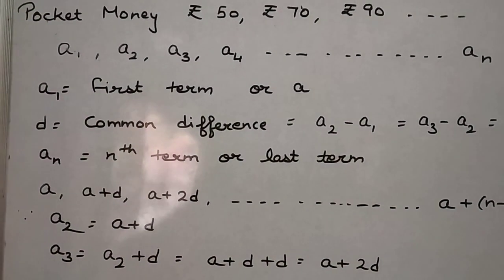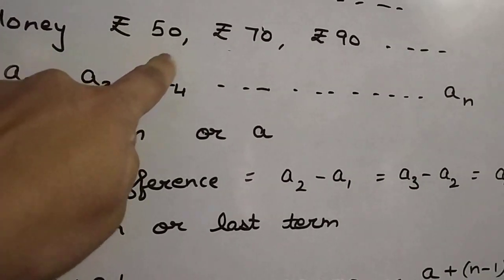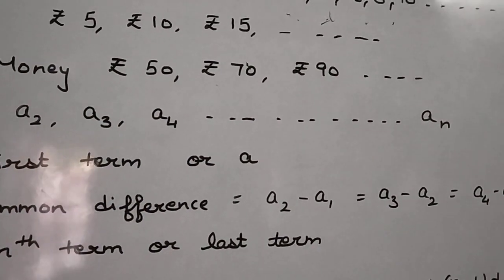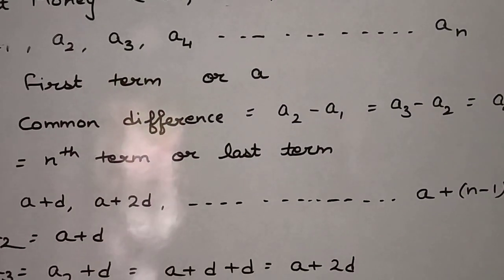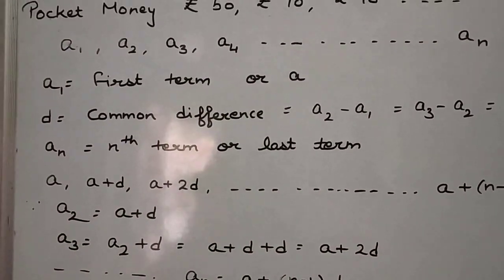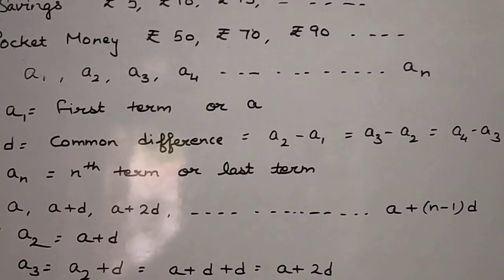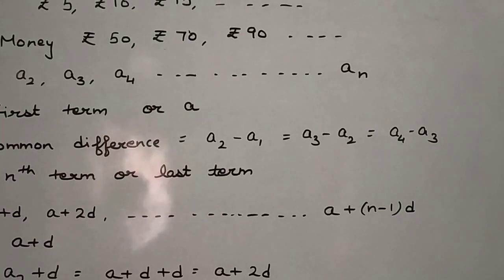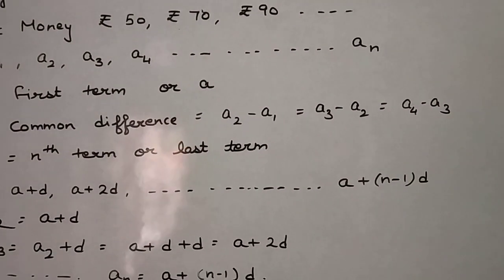As I gave you the example of rupees 50, 70, you can see 20 is being added. Then how to find that this is 20? 70 minus 50. 70 minus 50 we know is 20, the number which we are adding. So that's why we say D, the common difference, is A2 minus A1, or you can say third term minus the second term, or the fourth term minus the third term. We will get it in this way.